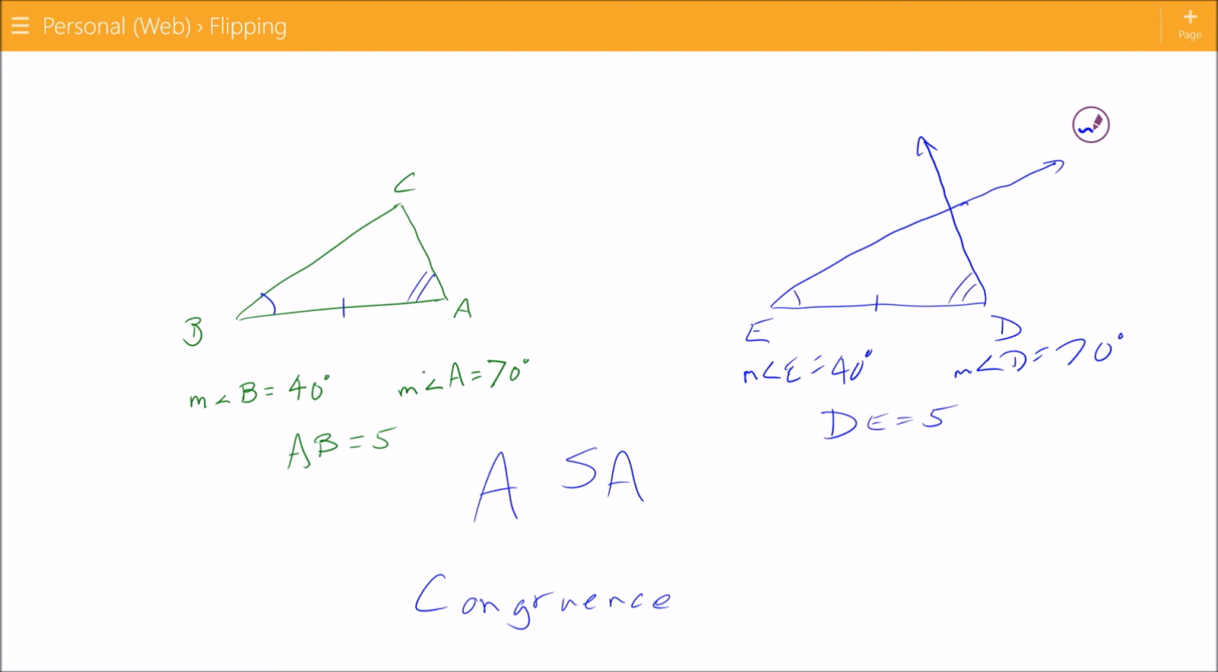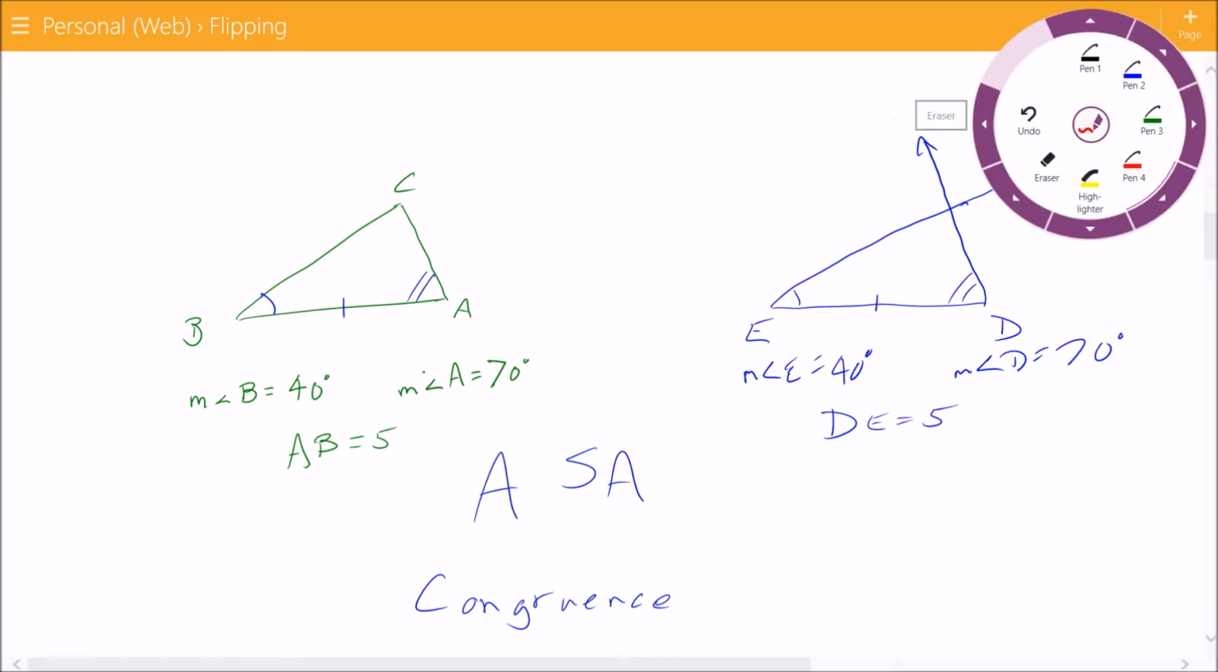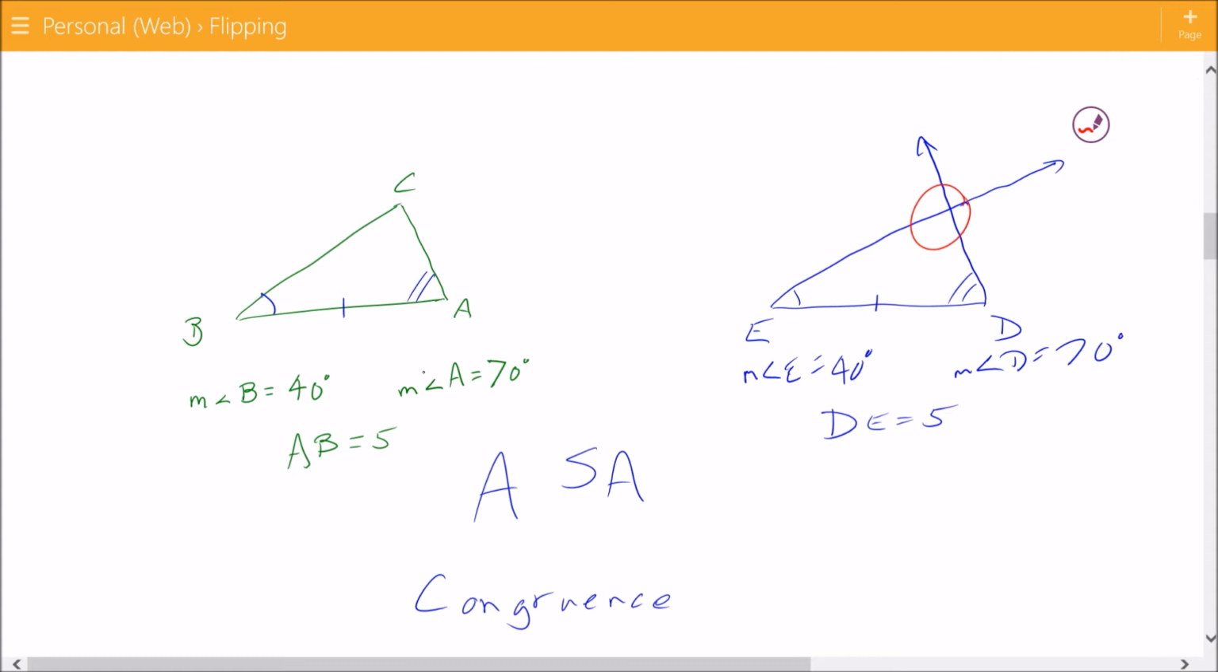The angle, side, angle. There's no other way that they can intersect right up there if they've got two angles that are going off from the same place.